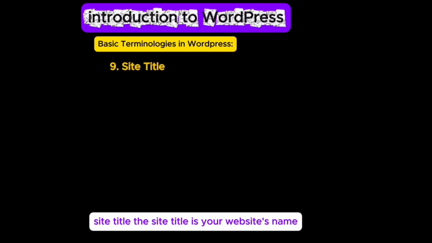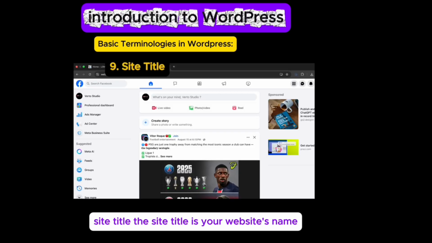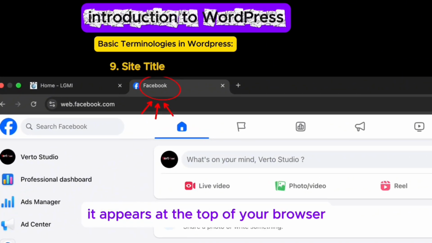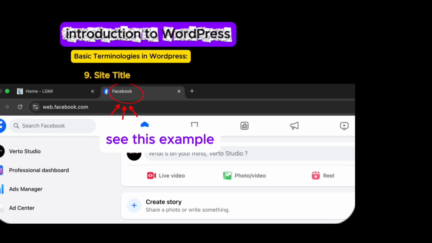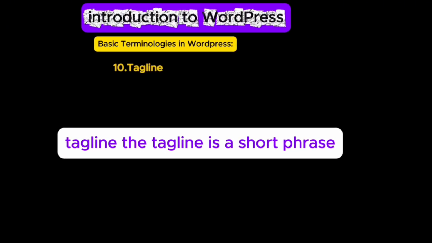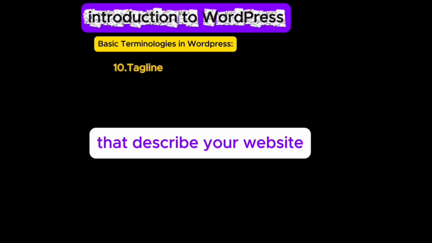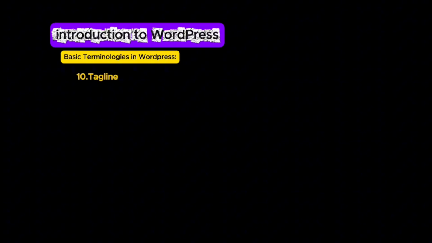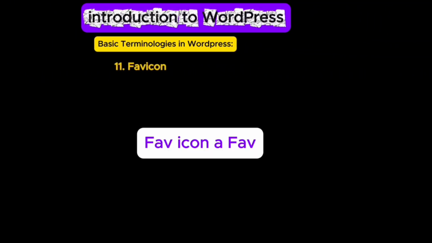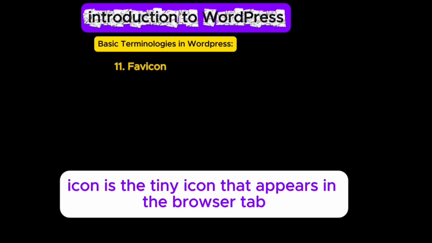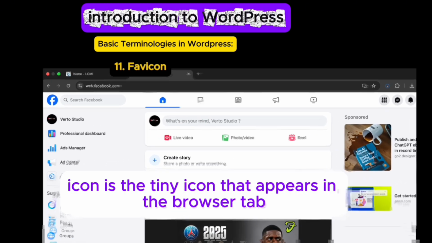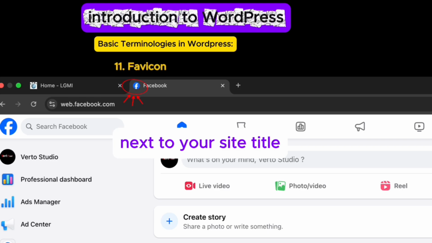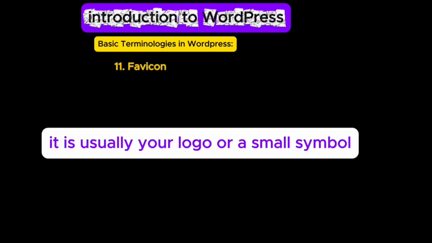Site title. The site title is your website's name. It appears at the top of your browser. See this example. Tagline. The tagline is a short phrase that describes your website. It is more like a slogan. Favicon. A favicon is the tiny icon that appears in the browser tab next to your site title. It is usually your logo or a small symbol.